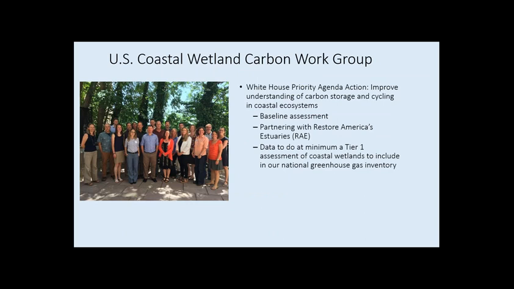So this was one of our White House priority agenda actions, which was to improve understanding of carbon storage and cycling in coastal ecosystems, which has led to a baseline assessment of what we know about carbon in coastal wetlands in the U.S. And NOAA is partnering with Restore America's Estuaries to work to get wetlands included into our national greenhouse gas inventory by 2017. We had our first meeting of the subset of folks working on this in July, and we're working on a white paper, and then the first estimates for the inventory numbers to be included in the full U.S. inventory should be done by next fall in order to be included in our inventory by 2017.